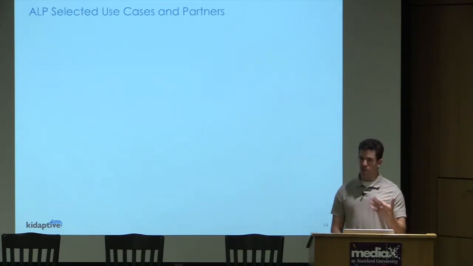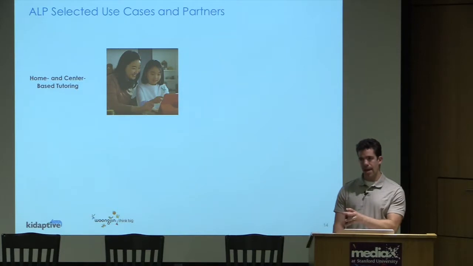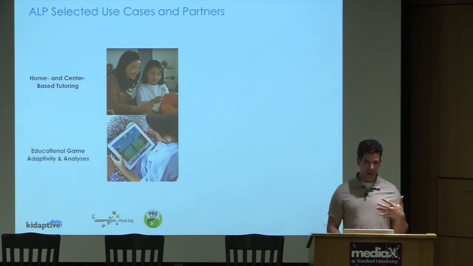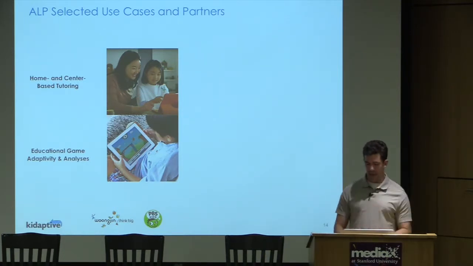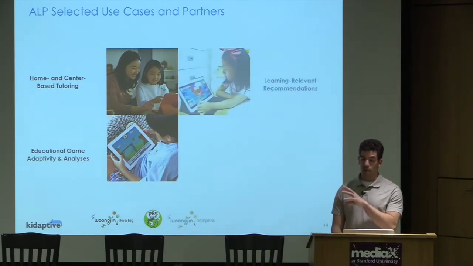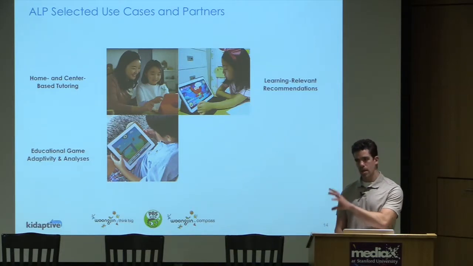A couple of use cases, things we're actually doing in the world. We have a couple million kids in the world that we're supporting right now. We've got some tutoring supports, at-home and center-based tutoring contexts. We've got games for preschoolers made by PBS Kids that we're supporting so that those games are adaptive in real time to support the learners. We've got recommendations of videos and quizzes and little mini games and other kinds of content that kids might enjoy next.